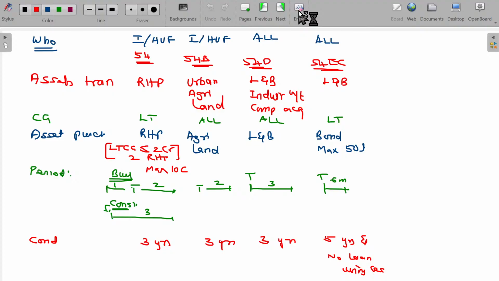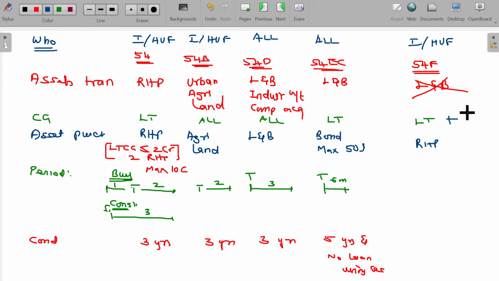So let's see. In case of 54F, for purchasing of what? Residential house property. For whom is this needed? Very good. Now you'll be able to understand easily. This is available only for them. And asset transferred being any assets other than land and building. It should not be land and building. Right. What sort of capital gain should it be? Long term. The asset you purchase, residential house property, long term.